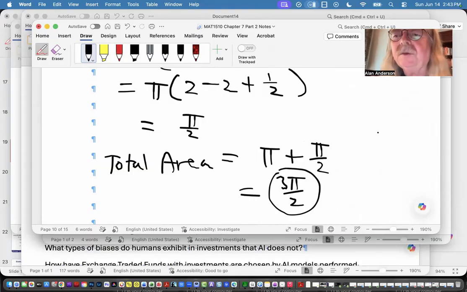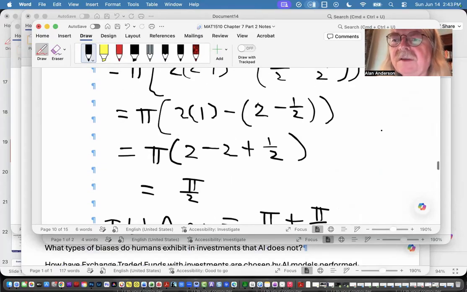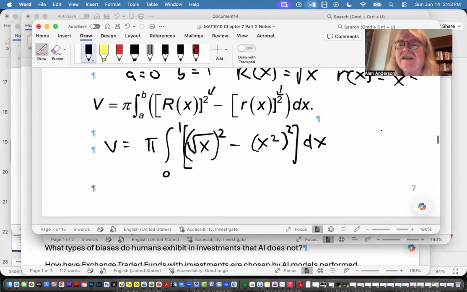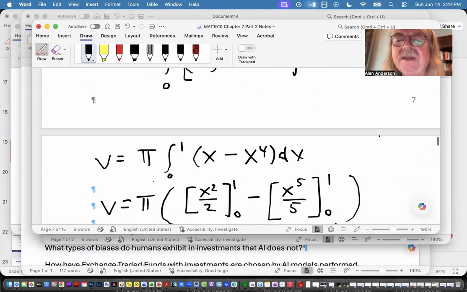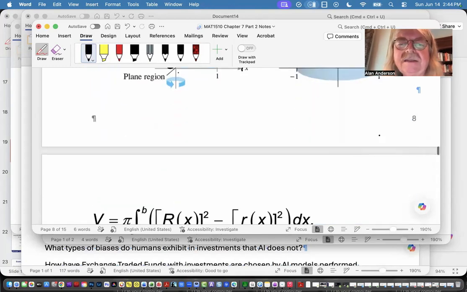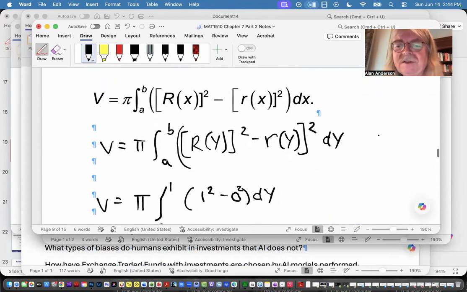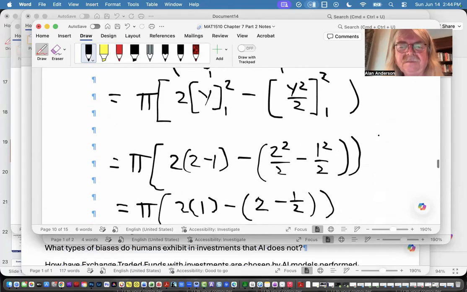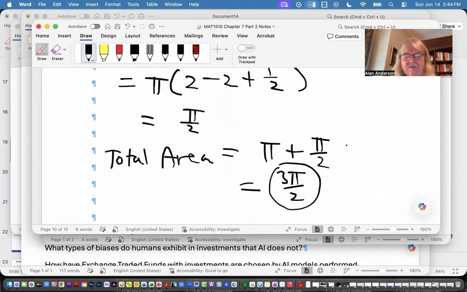So they kind of threw a bunch of curveballs at us. First of all, they gave us an area that is essentially broken up into 2 pieces, and then on top of that, they made us rotate it from left to right. But we managed. Okay, it's just a little bit messier. 3 pi over 2. Very good.